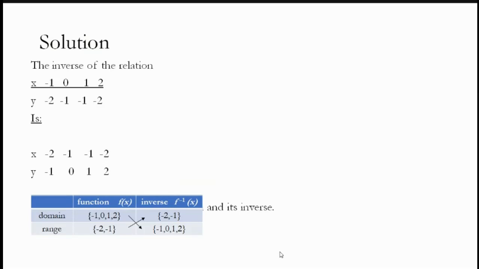If it is the relation, the domain will become -1, 0, 1, 2 for the function, and the range will become -2 and -1, because -2 is repeated twice here and -1 is also repeated twice, so -2 and -1 are considered. Now if you make the inverse, the domain will become the range of the function f of x, and the range will become the domain of the function f of x. So you just interchange these, which gives the domain and range with respect to the inverse and the normal function.